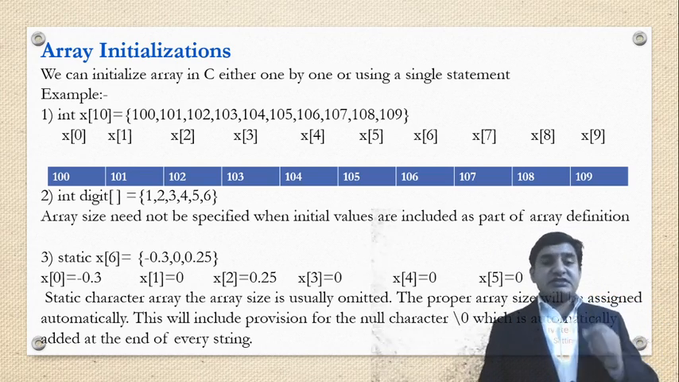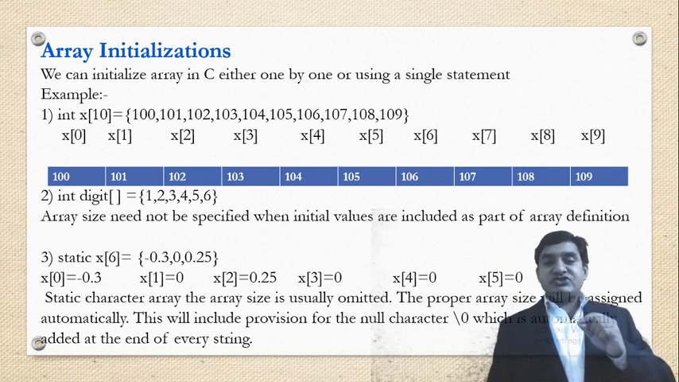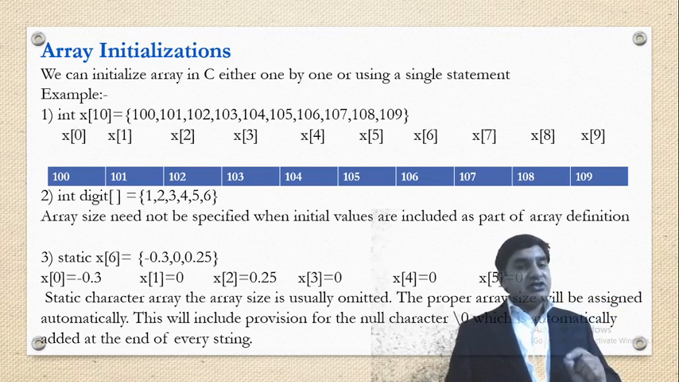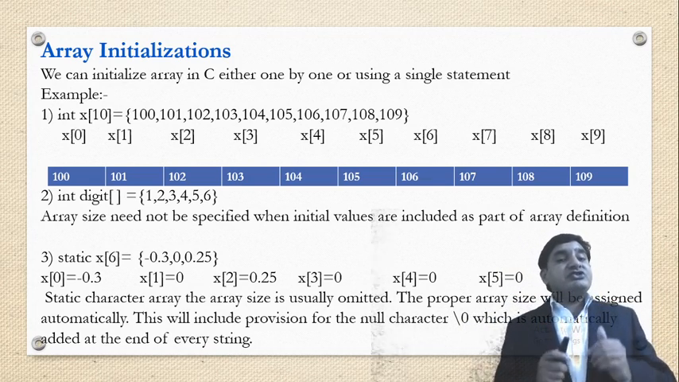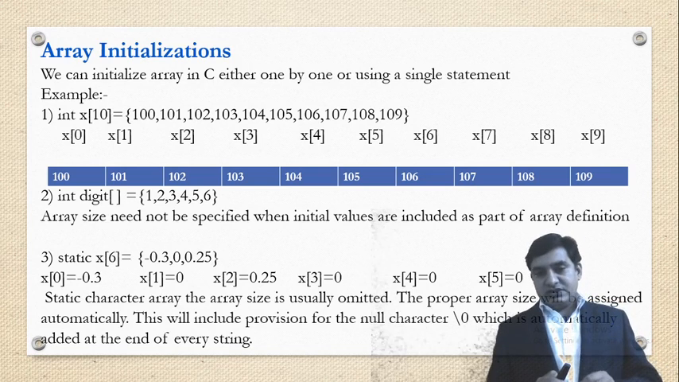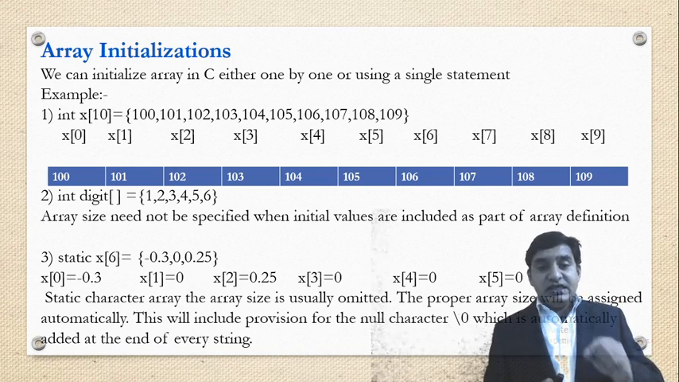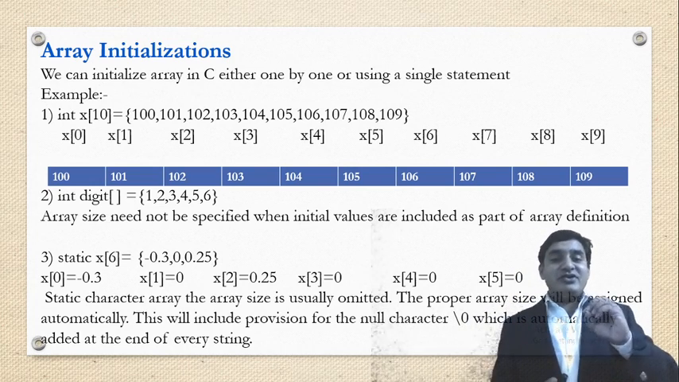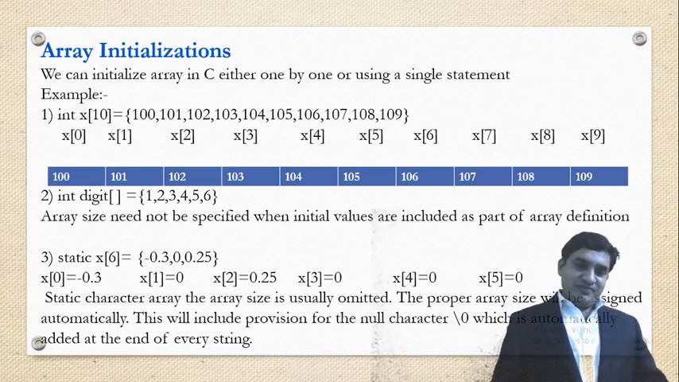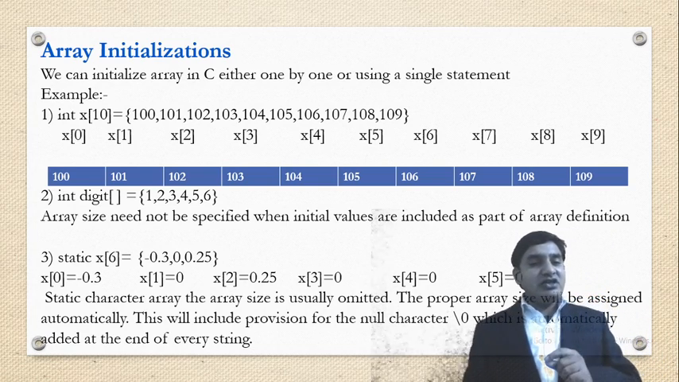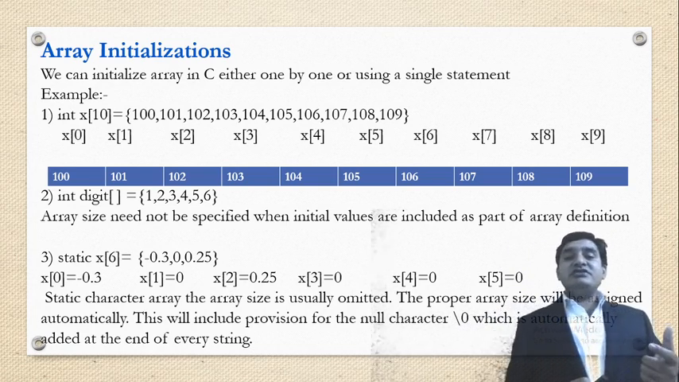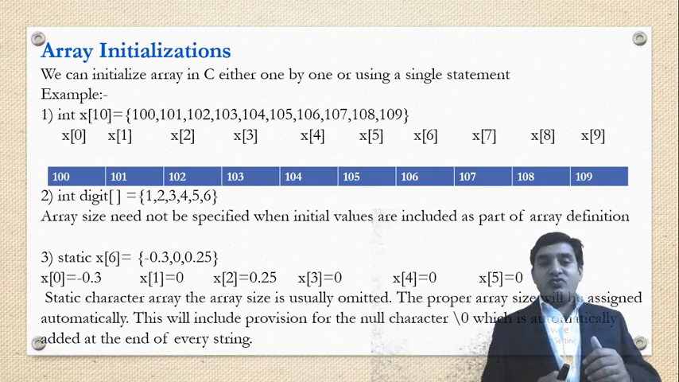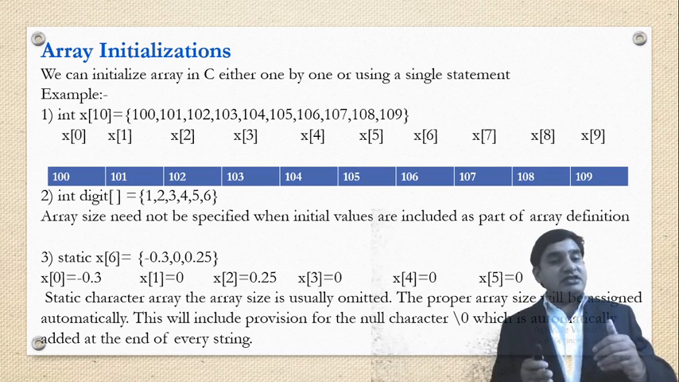If you consider static float x[6], the data type is float, the variable name is x, and this consists of 6 array elements. But actually in this example only three elements are given: first is -0.3, second is 0, and third is 0.25. Now what should be done in this case?